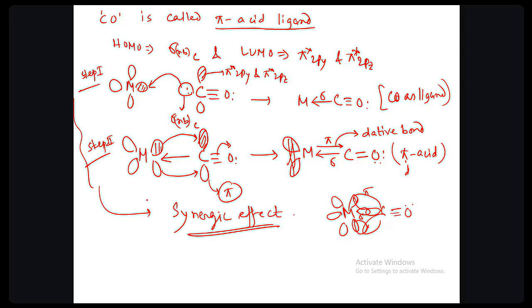Now if someone asks what the pi acidity order is, then we can say the pi acidity order is NO plus maximum, then CO, then CN minus. Because NO plus has a positive charge, the driving force for back acceptance is maximum. That's why NO plus has the maximum pi acidity compared to CO.